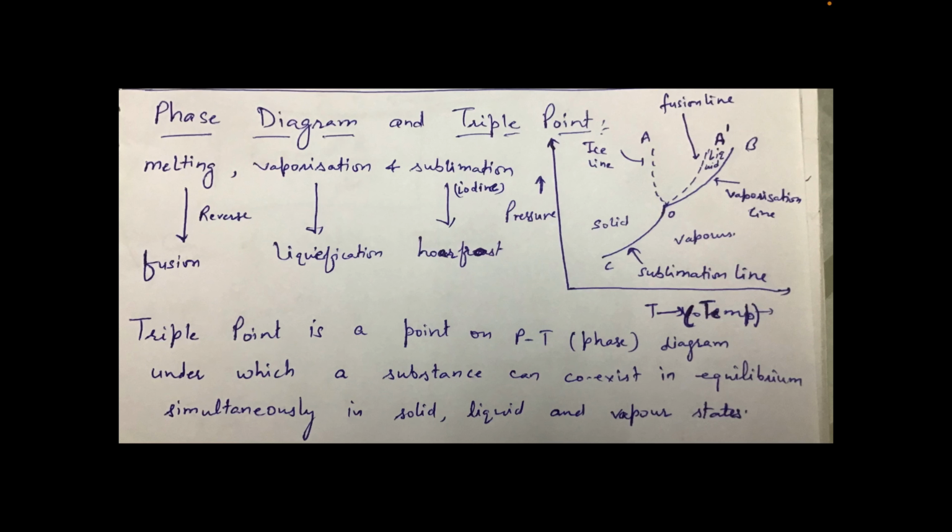Sublimation. Sublimation is the process in which a substance directly converts its phase from solid to vapor, and its example is iodine, also dry ice. Both of these are examples of a sublimation process.